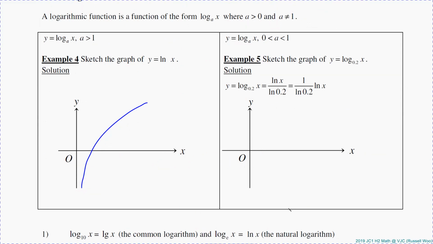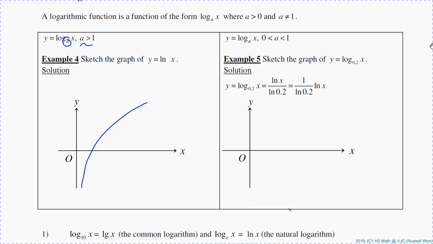Yes? Now, this is for the base bigger than 1. Your a is bigger than 1. Take note, your base is bigger than 1. Now what happens if a is between 0 and 1? That means like log base 0.2 of x. If you do a change of base formula, if you recall, it is ln x divided by ln 0.2.